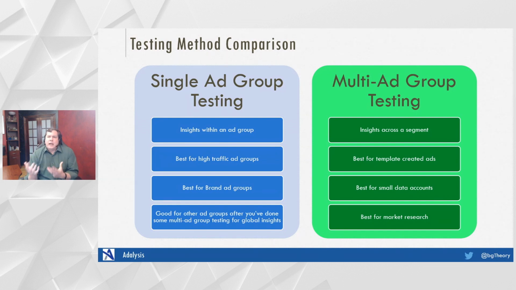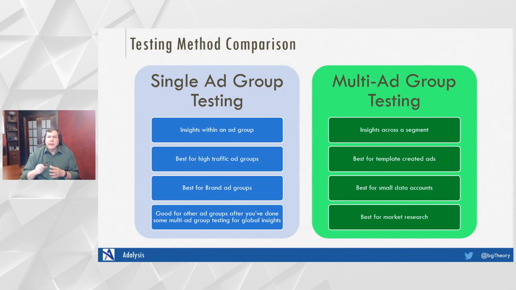If you have really high traffic ad groups, it's one of your better methods to use because you have so much traffic. Usually for brand ad groups, unless your brand is pretty massive and you have a ton of brand ad groups, you generally want to just do single ad group for brands. You don't want to mess brand up and combine it with other types of data. Now, if you've done some multi-ad group testing and you want to sort of narrow down what you're looking at, then it's very good to use single ad group testing in those cases as well.